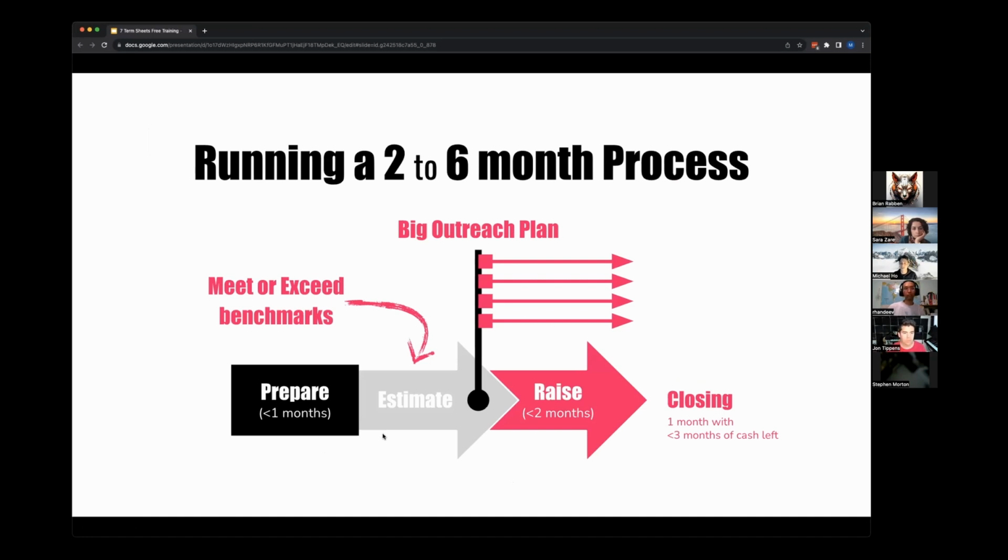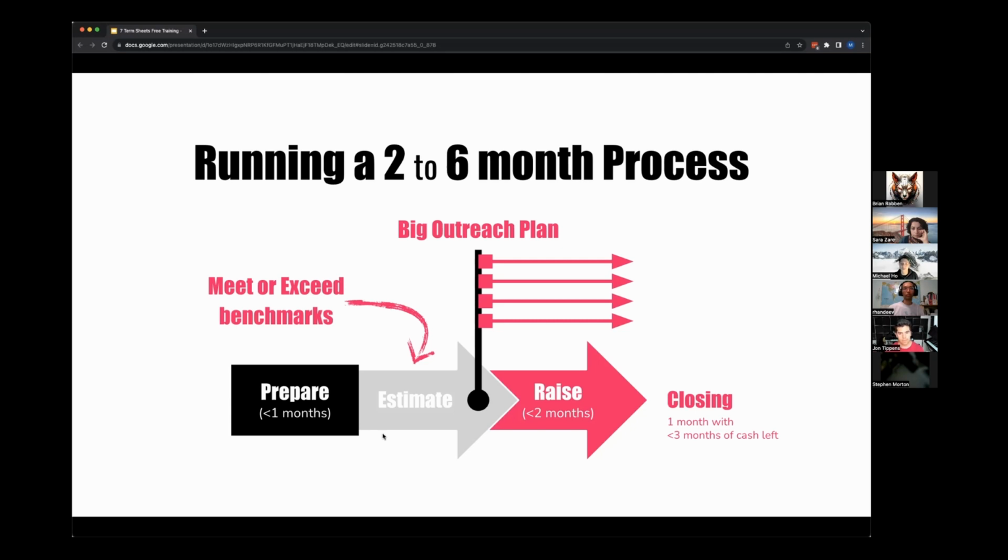So running a 2 to 6 month process means you have less than a month to basically prepare. You're not going to do any validation. So you're going to estimate whether you meet or exceed those benchmarks. You're going to have a huge outreach plan. You're going to do that all in basically 2 months. And then it's still going to take you a month to close.